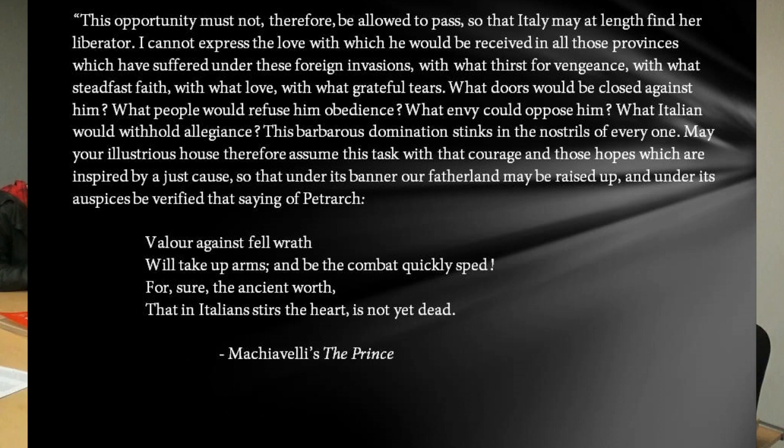So Machiavelli is saying that if a prince were to really understand these Venetian manipulations, he would be so powerful and so beloved, who could possibly resist him? And he ends with a quote by Petrarch, a very well-known Platonic humanist: valor against fell wrath will take up arms. So something noble will succeed in this war, and the combat will quickly speed. For sure, the ancient worth, the study of the ancients, that in Italians stirs the heart, is not yet dead.